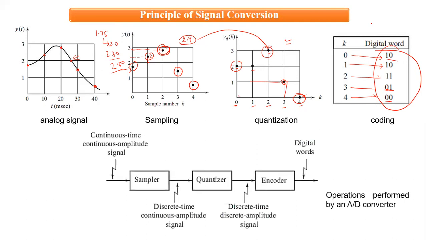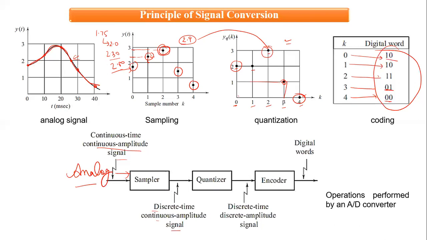So this block diagram here will explain all these four processes or operations performed by an A to D converter. As you can see, firstly we have the continuous time, continuous amplitude signal, which means the analog signal. Okay, so here we have the analog signal, right? So we feed the signal to the sampler. The first step is sampling. So after sampling, we get a discrete time but continuous amplitude signal.